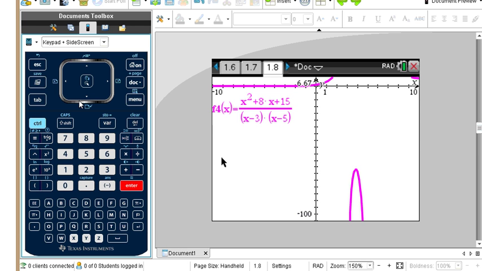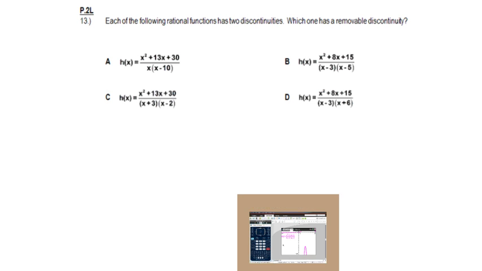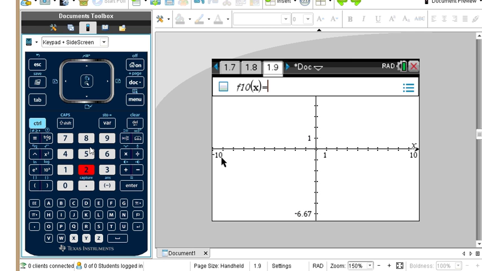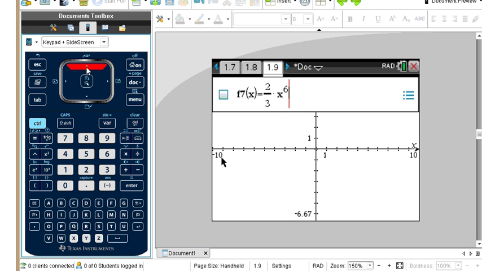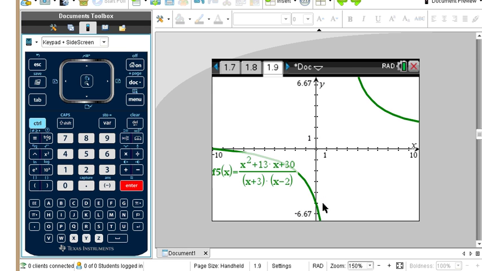So two discontinuities is what we're seeing here. So that's an example of a wrong answer. Now for the right answer, we're going to look at answer choice C. So we go back to our calculator, Control I, add graph. And here's answer choice C.